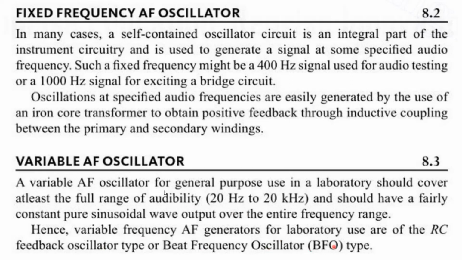These are the fixed frequency oscillators and variable frequency oscillators. Fixed frequency oscillators we use for audio testing purposes and bridge circuit excitation. Whereas in variable AF oscillators, we use RC feedback oscillators and beat frequency oscillators. This is the basic difference between the fixed frequency oscillator and the variable AF oscillator.